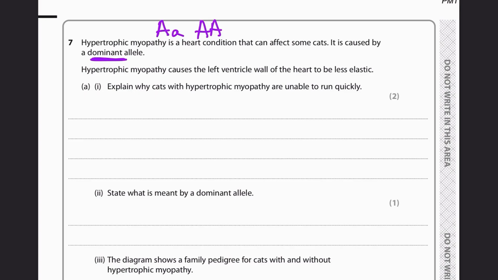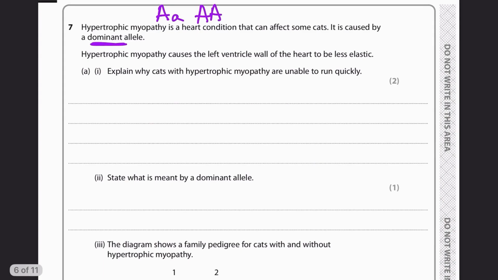That means, okay, so let's skip this question. But the second question is, what is a dominant allele? That is when only one copy of the gene is required to see the phenotype. Just getting one big A, you're going to see the hypertrophic myopathy. Of course, if you have 2 big A's, you're also going to see hypertrophic myopathy.